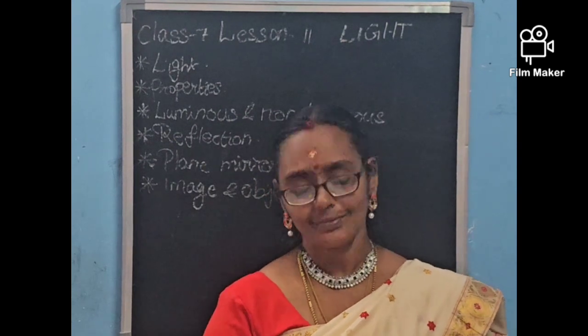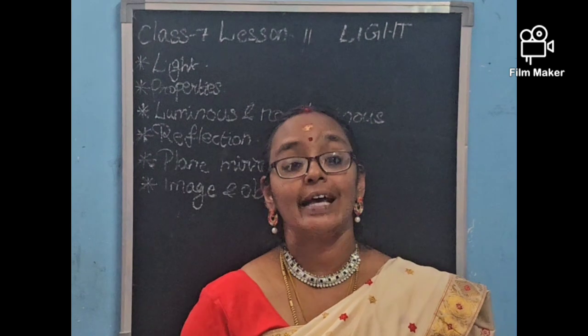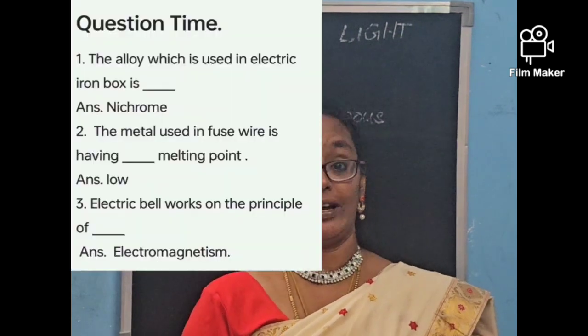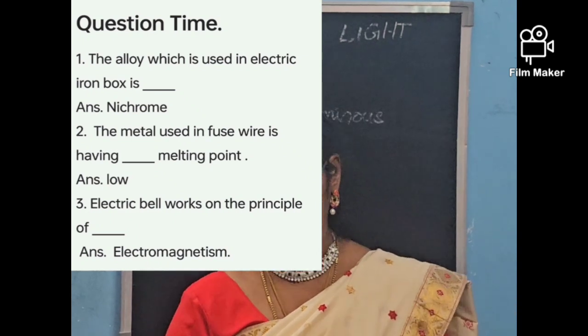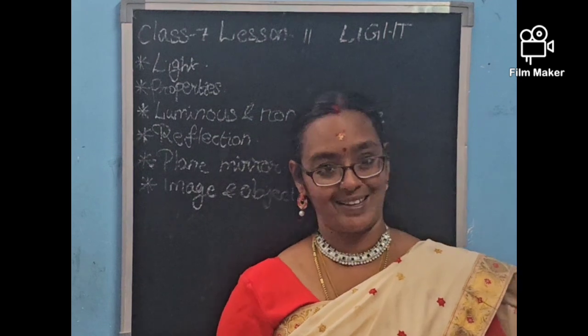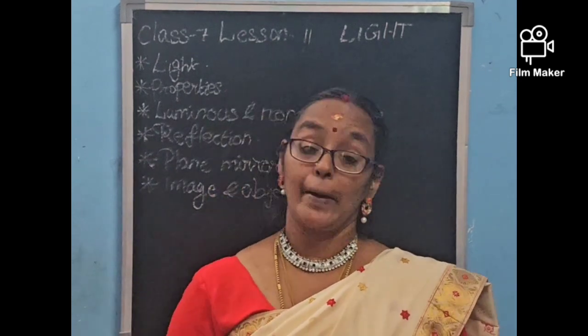so that the electrical appliances can be saved from getting damaged when electrical fluctuations happen. Okay. The third question was, the electric bulb works on the principle of dash. The electric bulb works on the principle of electromagnetism. Okay. Now these questions have been answered. Now we are going to see about light.